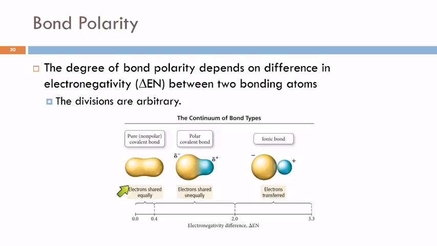So we can go from a purely covalent bond. Your book uses the word pure covalent. I prefer the word nonpolar. I think it's a little more descriptive. Nonpolar covalent bond where the electrons are shared equally. And so we need to have some divisions here because we can go from the ionic bond where the electron's transferred, somewhere in the middle it's shared unequally, and here it's shared equally.